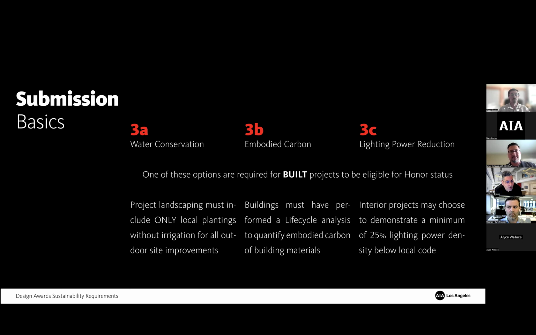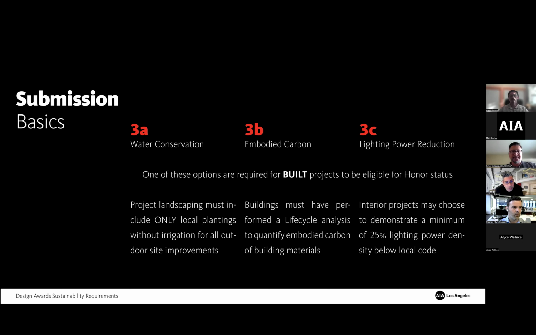Next, we're diving into three different options. One of these three options is required for built projects to be eligible for honor status. You can do water conservation: landscaping must include only local plantings without irrigation for all outdoor site improvements. Ismar just showed you this was last year's requirement, and it's ramping up to that 100%. Correct, Ismar? And provide a report.